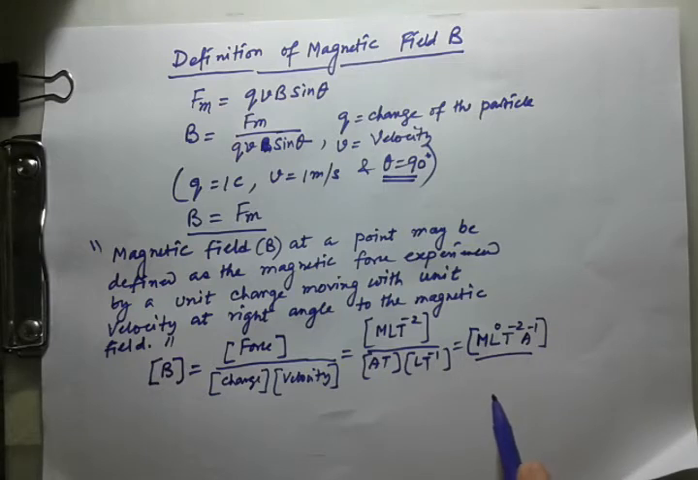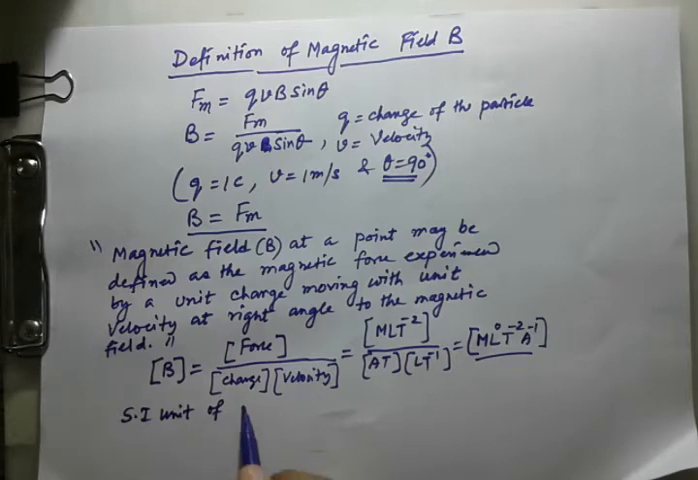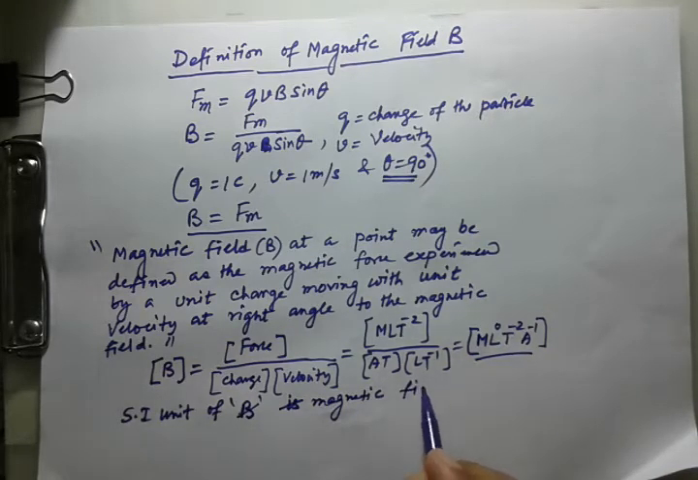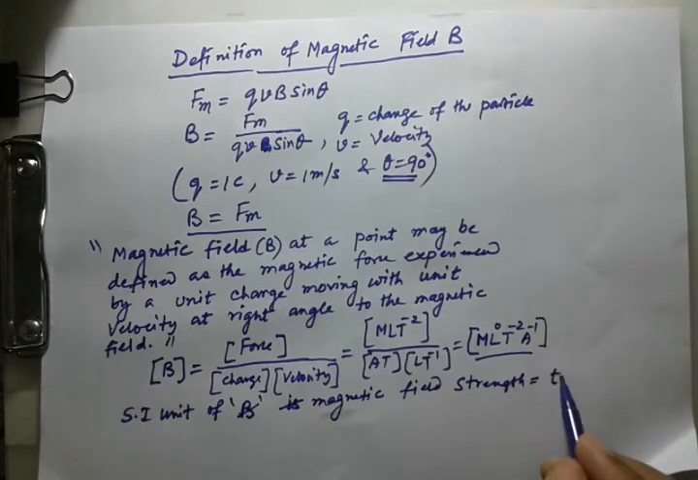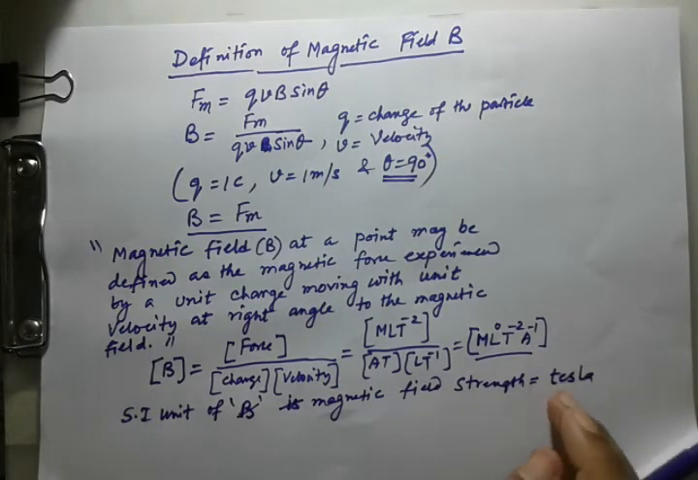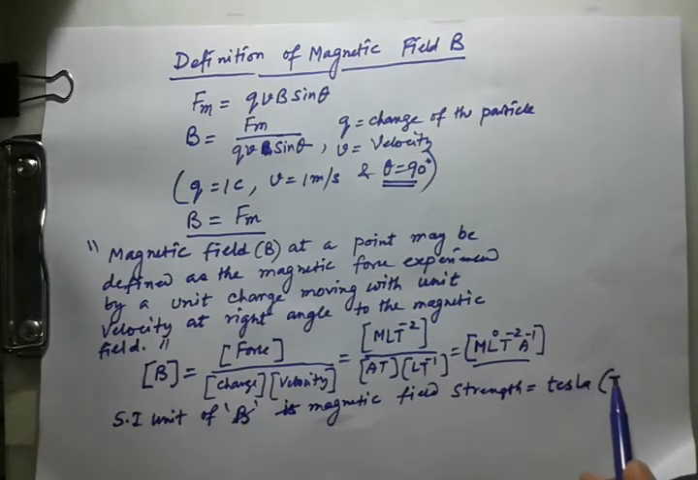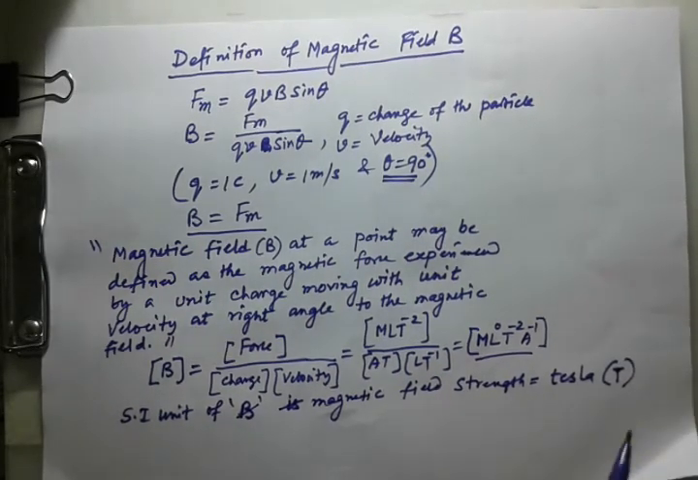I already told you the magnetic field is a vector quantity. Now what is the SI unit of the magnetic field? The SI unit of B is given with the name of a great scientist, Nikola Tesla. So the SI unit of magnetic field strength is the tesla. As it is the name of a scientist, you write it in a small letter. If you want to write the short form, you write a capital T. So what is 1 tesla?